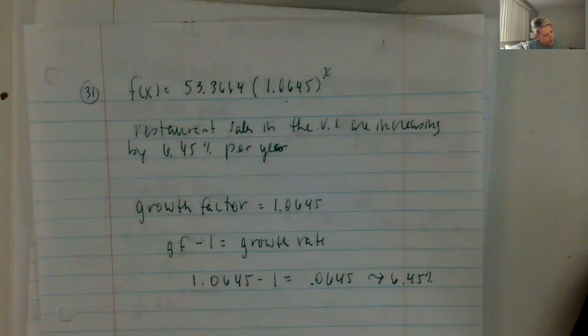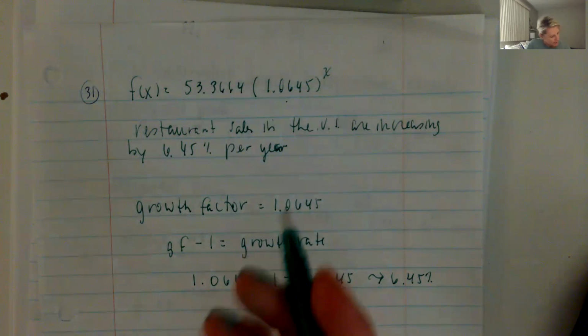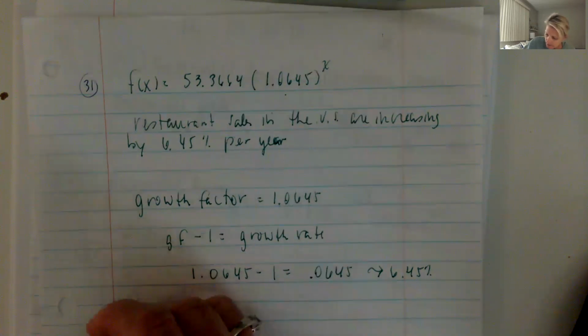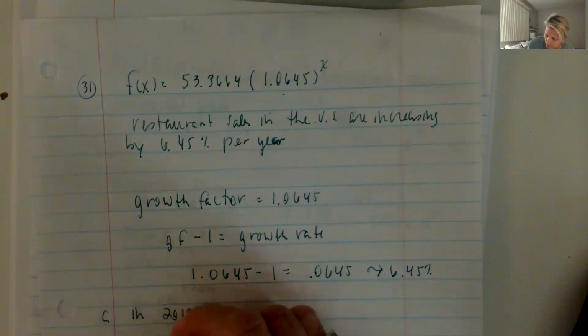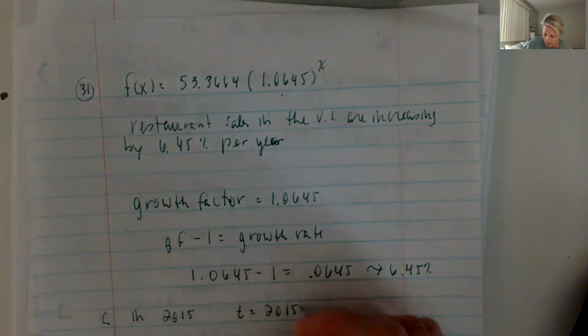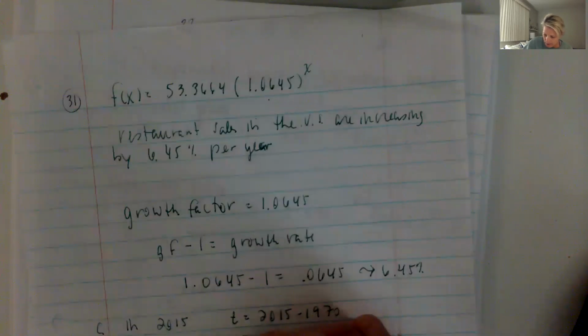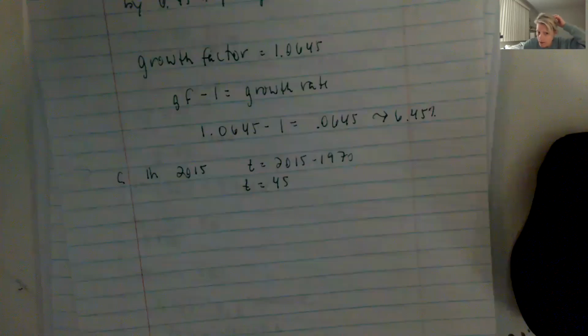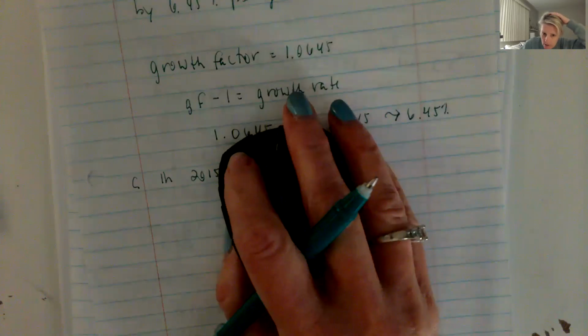And I probably answered other questions that they didn't ask and some that they did. So why must A be greater than 1 in your model? Well, that's because it's a growth. So A has to be greater than 1. Letter C says, from this model, what is the projected sales for restaurants in the year 2015? So in 2015 would be T equal to 2015 minus 1970. So that would be T equal to year 45. So let's just go to Desmos and check it out.